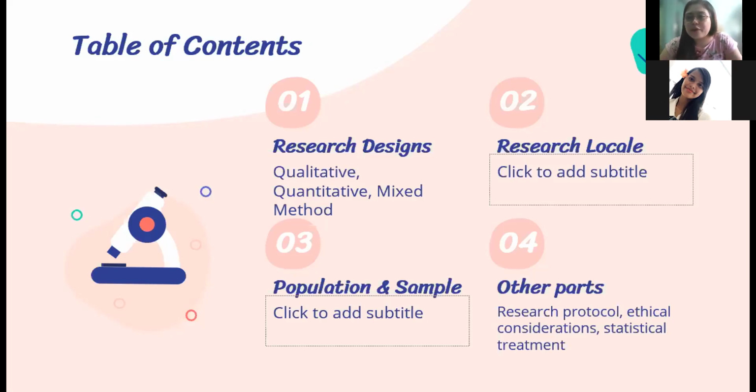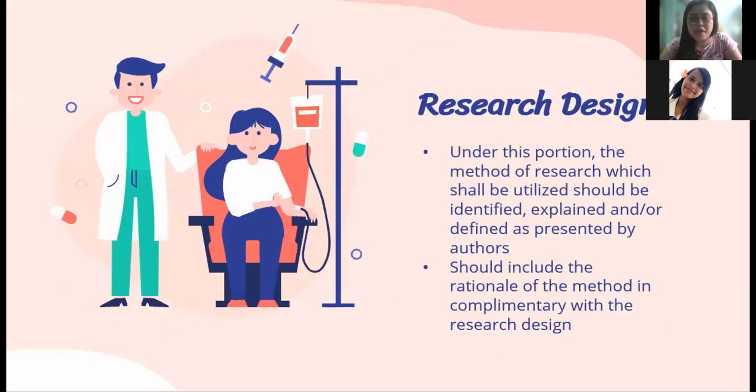But the bulk of our discussion will actually be about the research design. Because in research, we have a lot of designs, but in your paper, you will only choose one. So it is very important that you identify which research design is applicable to your study. The research design is the method that we will use for your research, and we will include a rationale. Why did you say that it is the design applicable to your research?